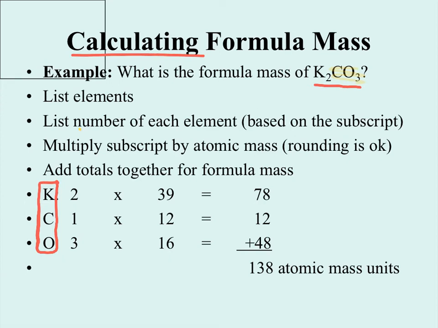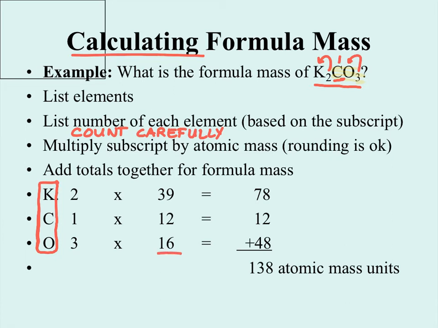So counting is very important, just like it was when we were balancing equations. So you need to make sure you count carefully. If you see parentheses, make sure you take those into consideration. In this case, there aren't any, but make sure you understand that subscripts refer back to the element that immediately precedes them. And if there is no subscript, it just means there's one. So I've listed them out: 2 potassiums, 1 carbon, and 3 oxygens. Then you're going to multiply those quantities by the atomic masses that you would find on your periodic table.